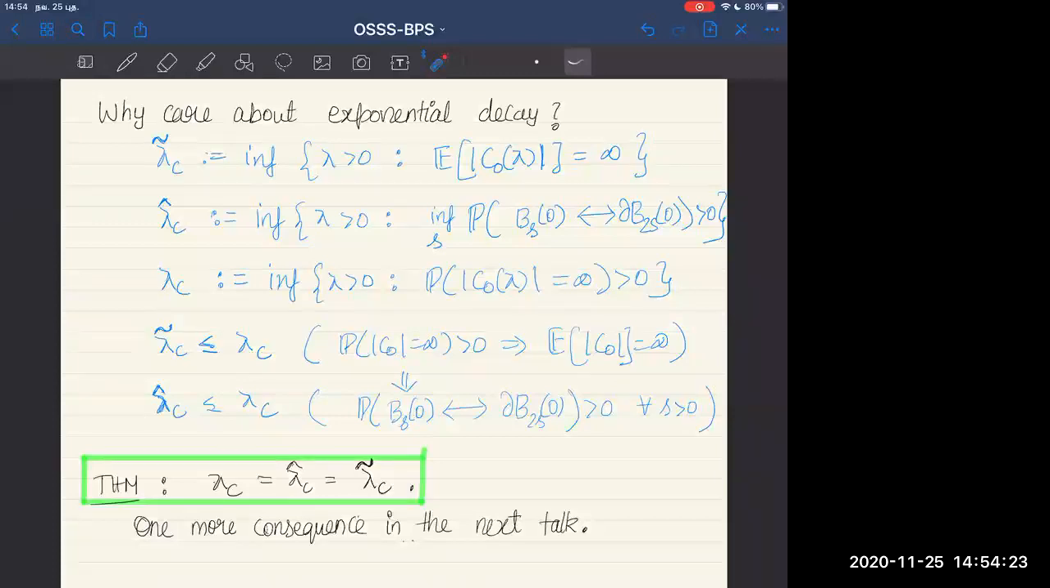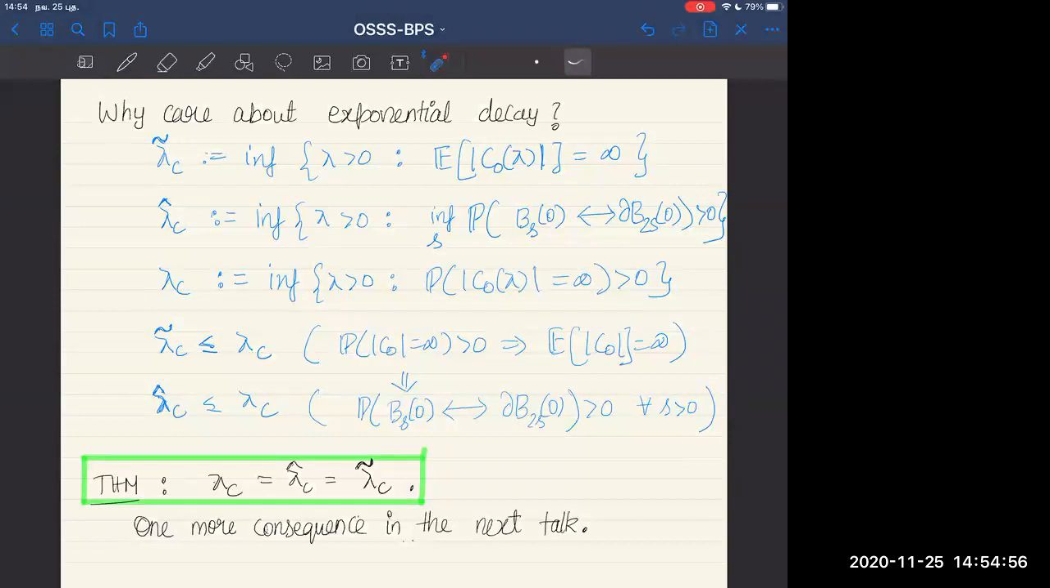One is that the expected cluster size is infinite. The other, forget the second one if you have not seen it before, is something very useful in renormalization: the probability of going from a ball of radius S to 2S. Is this probability uniformly bounded below? This gives the second intensity, the one where this is positive.